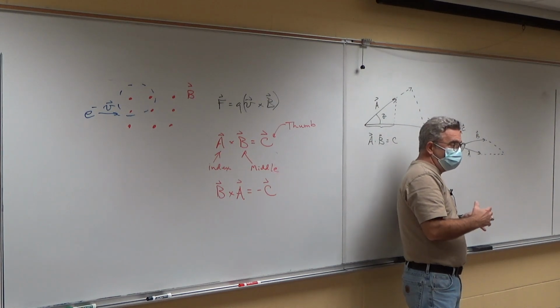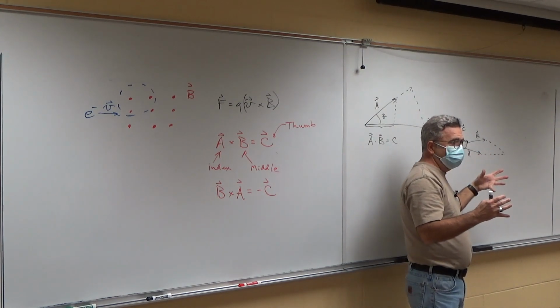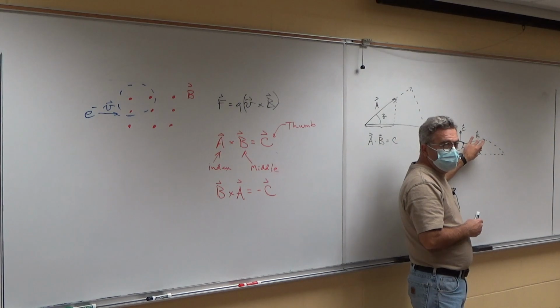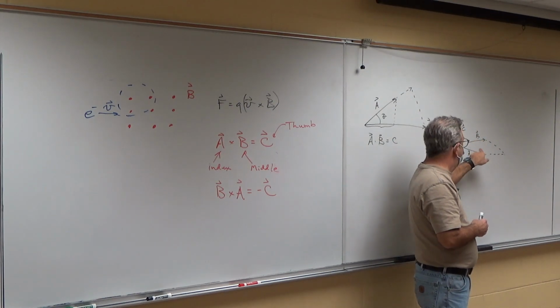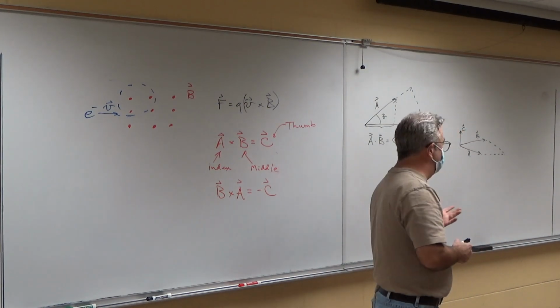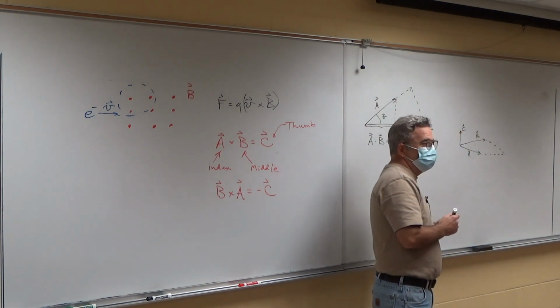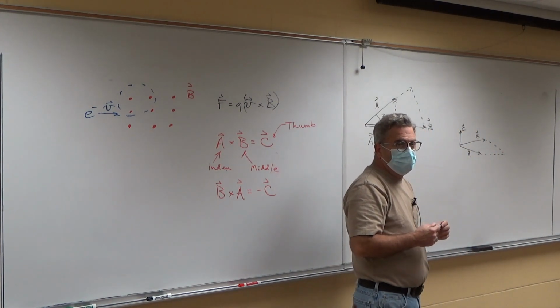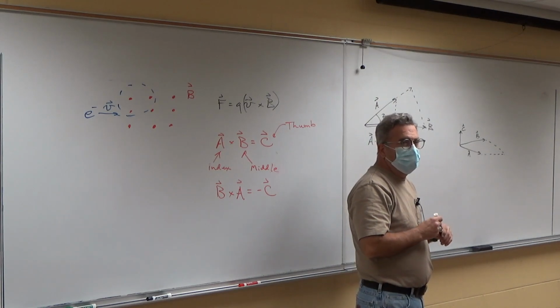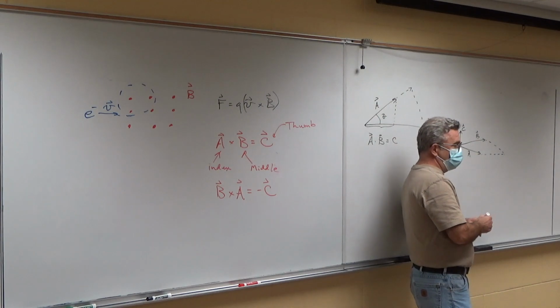That's how you get the cross product. It's the area of the parallelogram formed by A and B. That's why it's sine theta. If the angle between the two is 0, this has 0 area. If the angle between the two is 90, then it's a rectangle. It's just A times B. Sine of 90 is 1. So that's the geometric idea of this vector formed by the cross product.